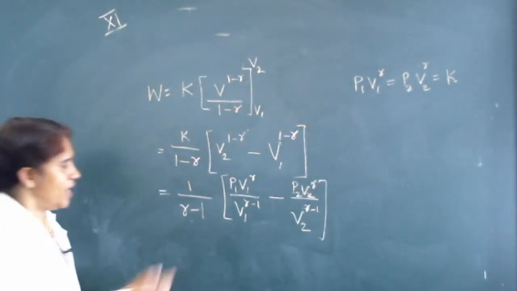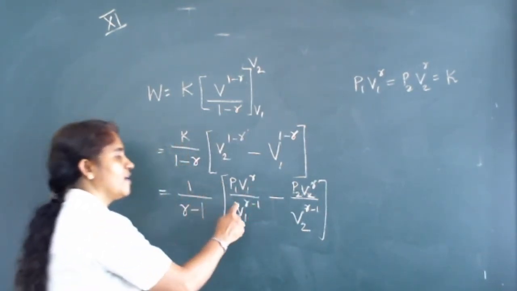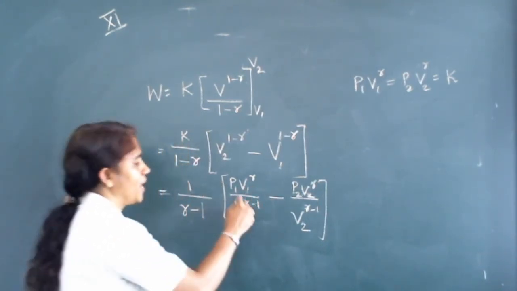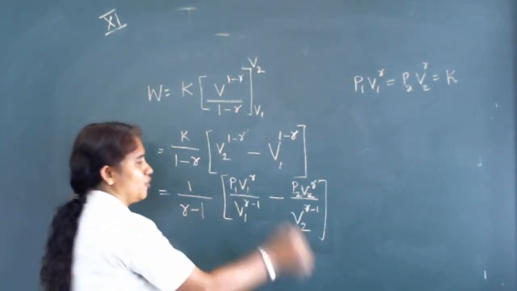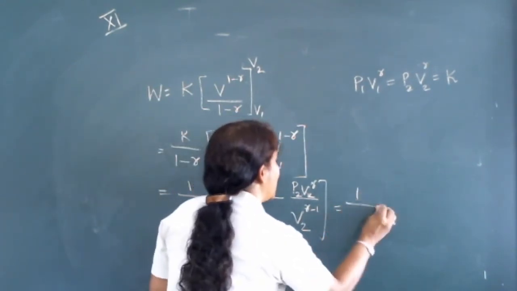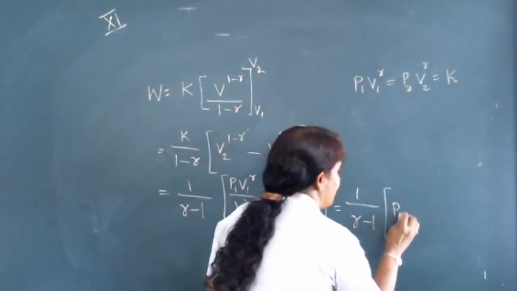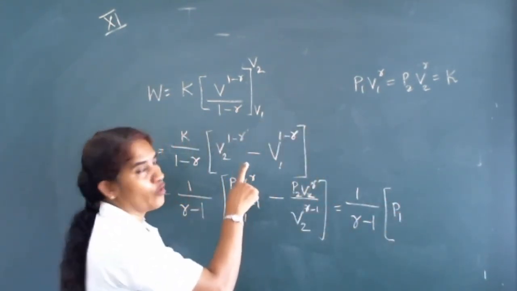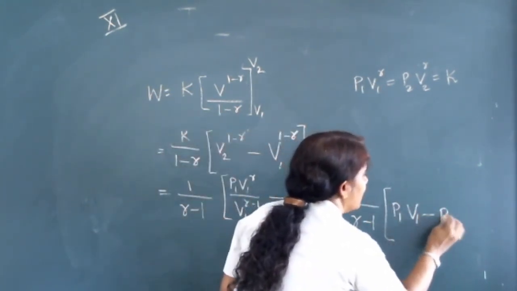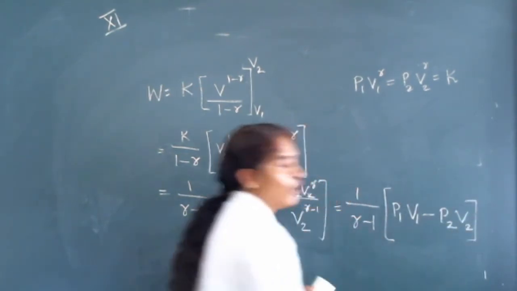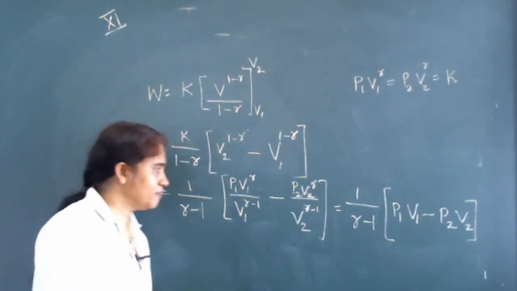Now, V1 raised to gamma minus 1, while taking it to the numerator, becomes V1 raised to minus gamma plus 1. So minus gamma is here, plus gamma is there, and they cancel. While taking it to the numerator, it will be 1 by gamma minus 1, gamma and gamma cancel. Then what is there? V1 only. V1 raised to plus 1 gives P1 V1. Similarly, on the other side also P2 V2. Okay, P1 V1 minus P2 V2.